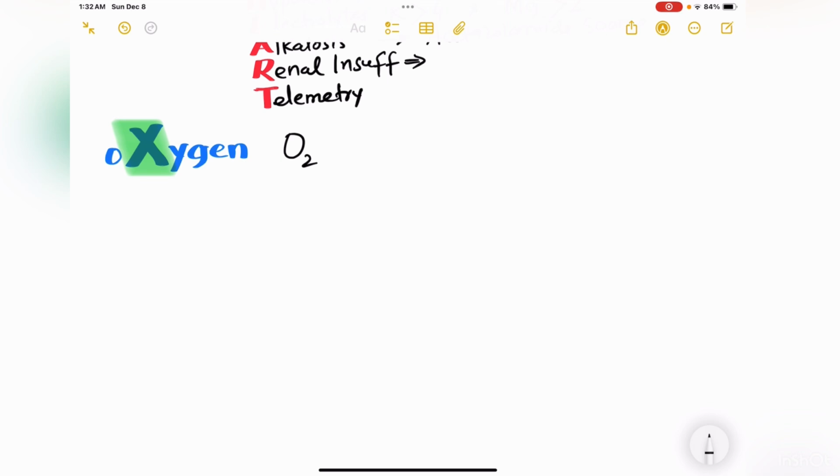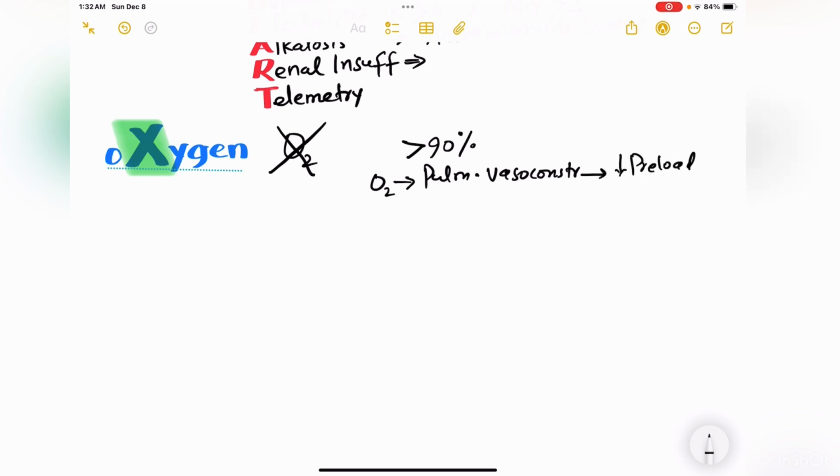We need to know what patients don't need oxygen. If the patient's oxygen saturation is more than 90%, we should not use oxygen. Why? Because oxygen can lead to pulmonary vasoconstriction. And when there is pulmonary vasoconstriction, it decreases the preload and cardiac output.